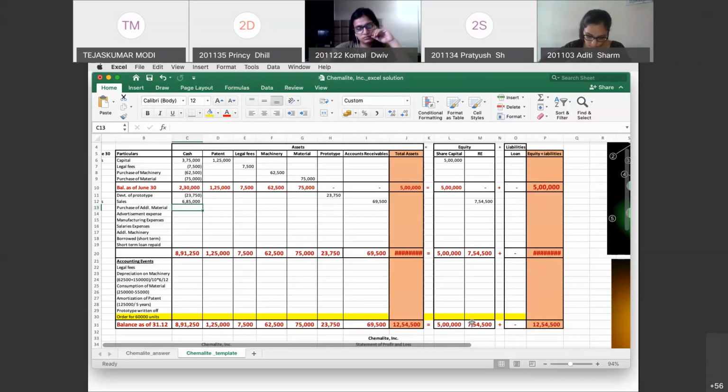So can I say out of 754,500, 69,500 have not paid the amount? Can I say that, Aditi? Yes, sir, because they owe Camelite. So for them it is a liability. For us it is an asset, for us, I mean Camelite Incorporation. Because we are going to receive this in the future, this 69,500 is an asset.